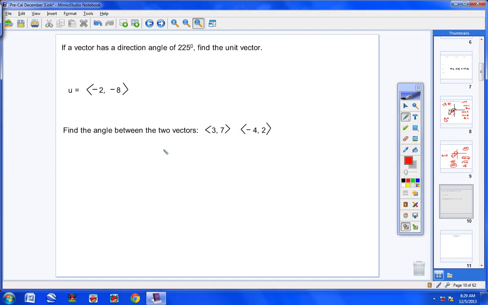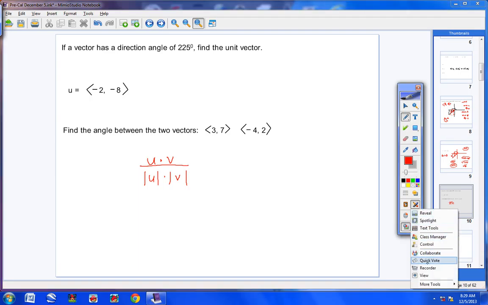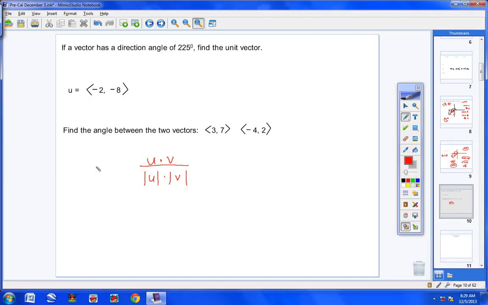Remember, there's a formula. You take one vector times the other vector, over the magnitude of one times the magnitude of the other. And of course, off to the side here is cosine theta equals. Okay, well, we can find the numerator pretty quickly. A vector times a vector. You take first number times first number, that's a -12. Second number times second number, that's a +14. Add those together and you get 2. So we know the top of the fraction is 2.